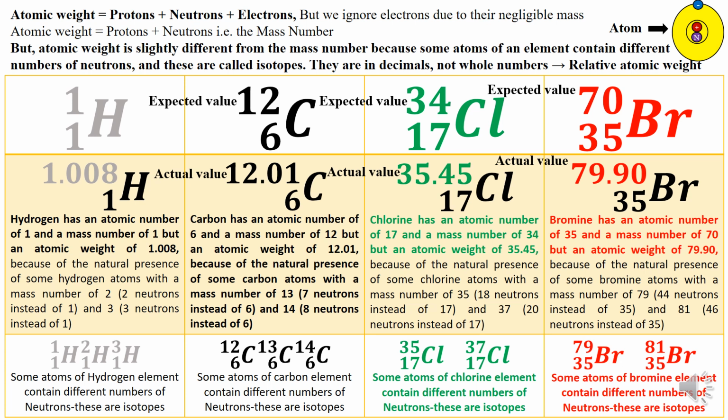So remember these 2 points. Atomic number, which is the number of protons present in the nucleus of an atom, determines the identity of an element, while neutrons play a vital role in determining the isotopic form of that particular element.